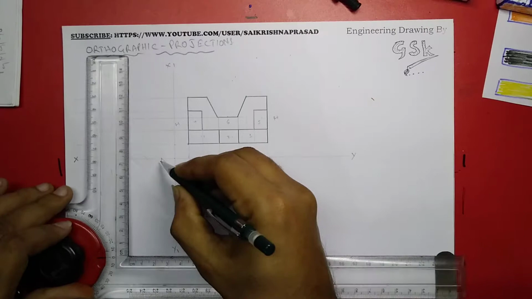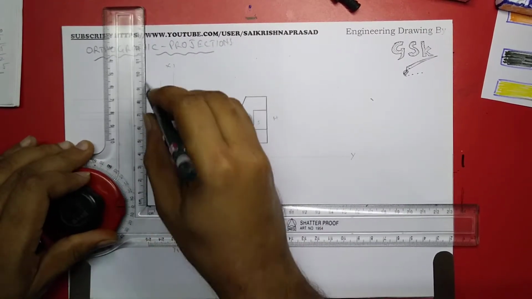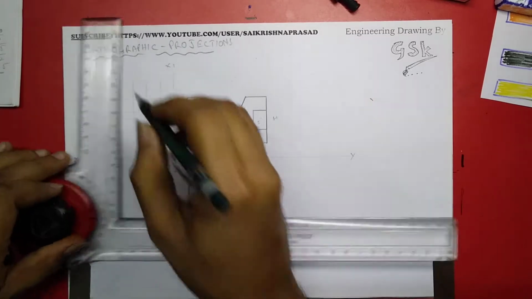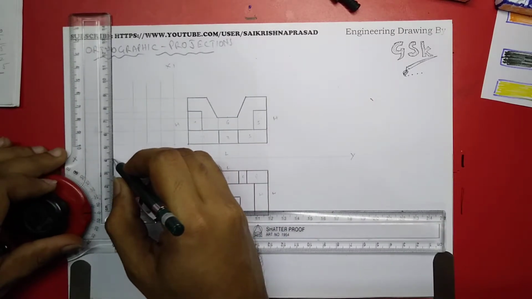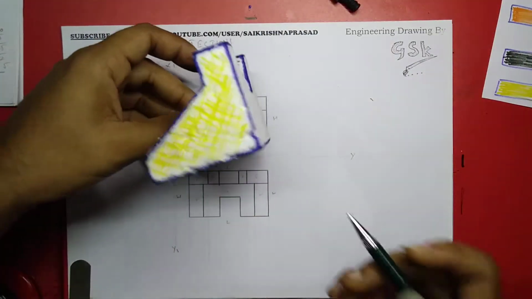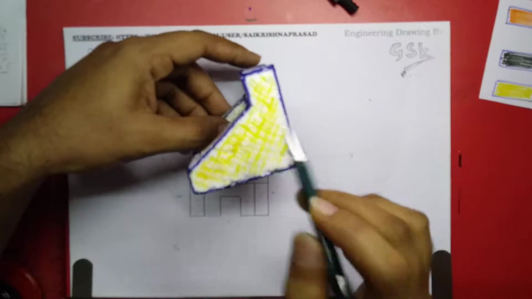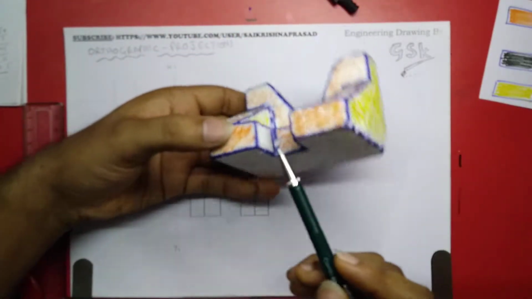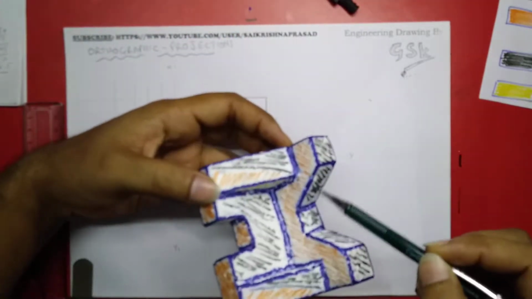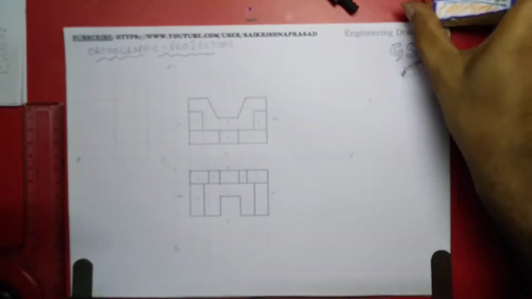Now join these projectors to this. Now, looking from this side, I can see this structure fully visible. But this structure and this structure are not fully visible. So we have to draw for that in a hidden lines manner.